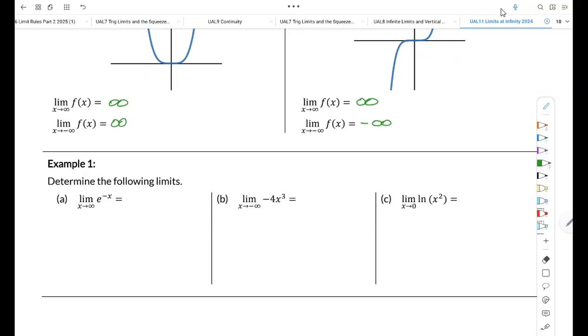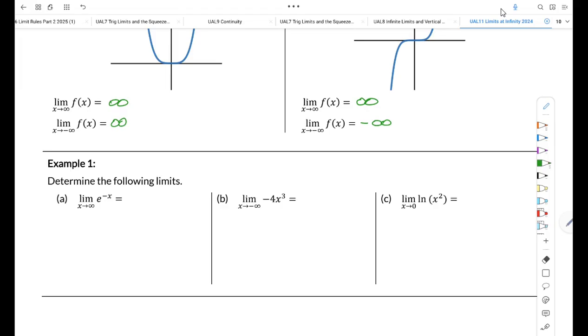All right. Let's take a look at a couple limits where we've done a little bit more. We don't have e to the x, now we have e to the negative x. We don't just have x cubed, we have negative 4x cubed. Okay. And we'll kind of look at some techniques for doing these.